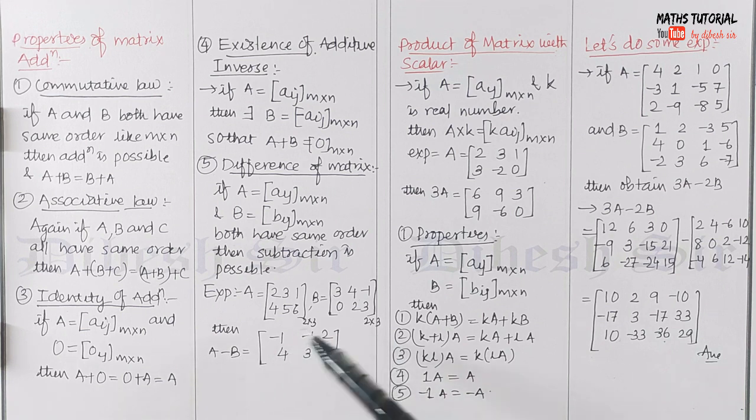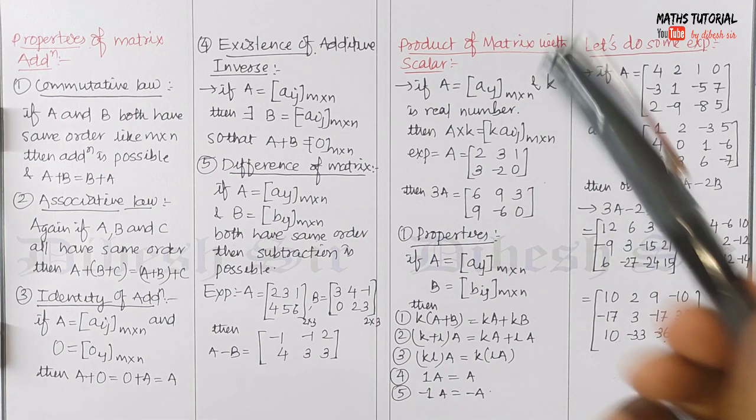So A - B is this minus this: 2 minus 3 is -1, 3 minus 4 is -1, 1 minus -1 is 2, 4 minus 0 is 4, 5 minus 2 is 3, 6 minus 3 is 3.